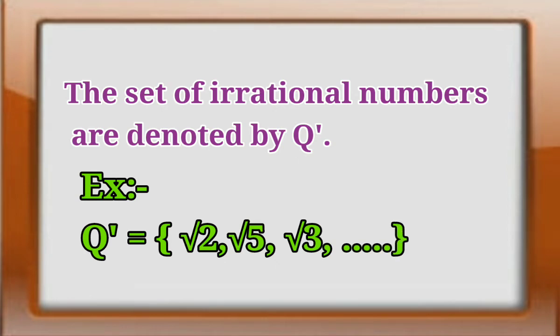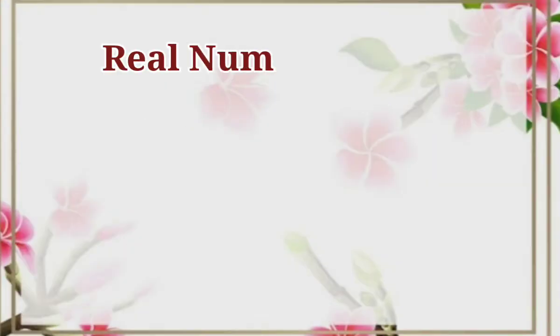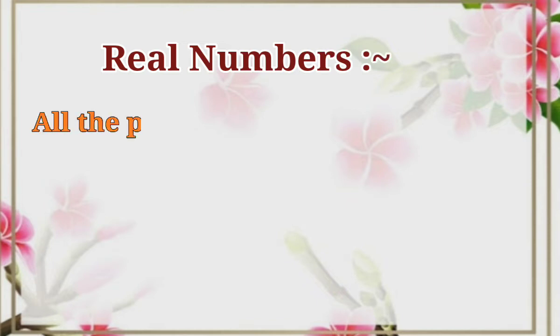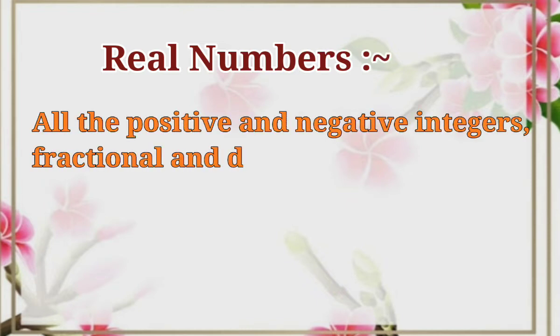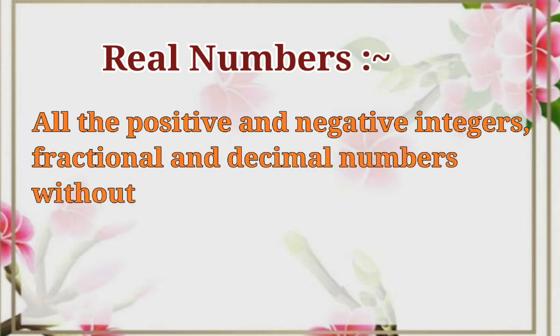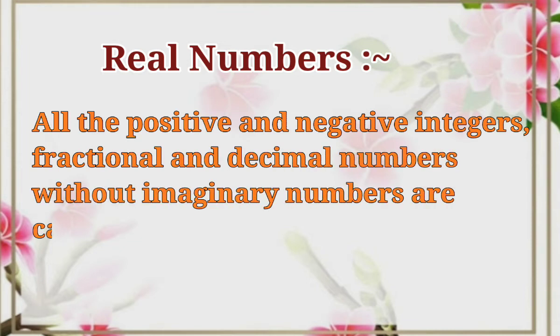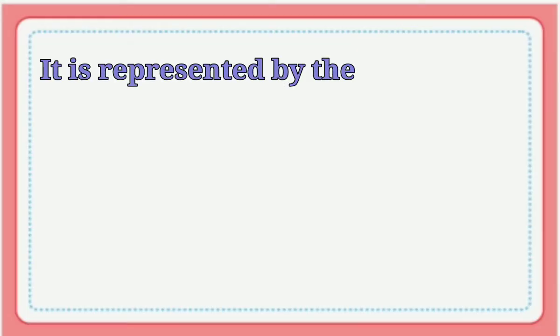Now we know about real numbers. All the positive and negative integers, fractions and decimal numbers, without imaginary numbers, are called real numbers. It is represented by the symbol R.